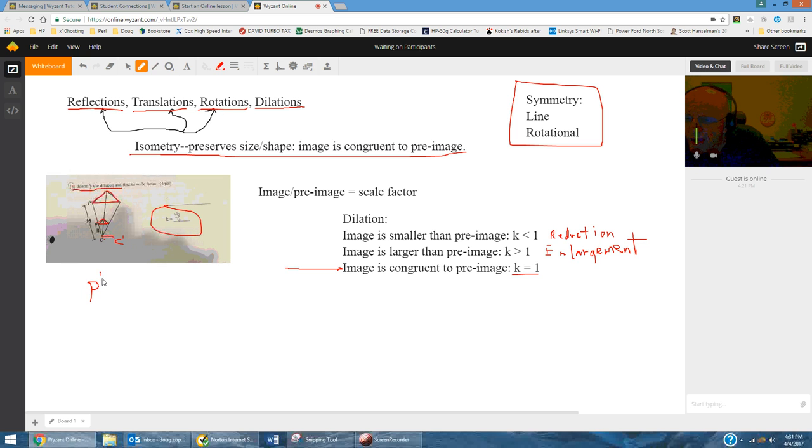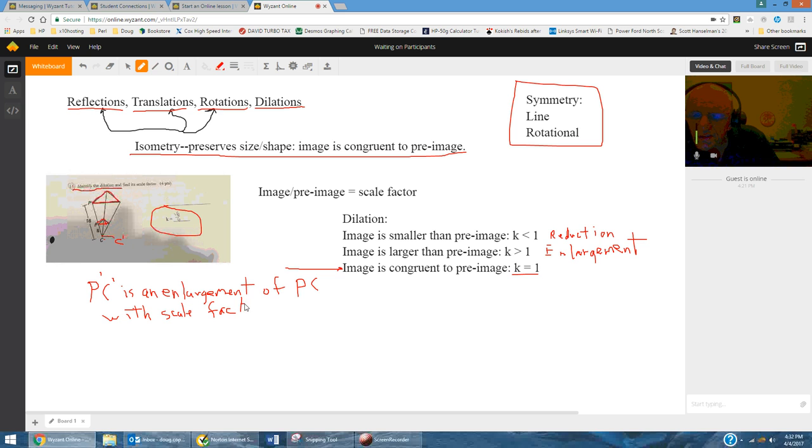P prime C prime is an enlargement of PC with scale factor.